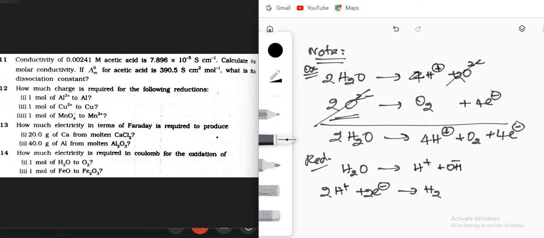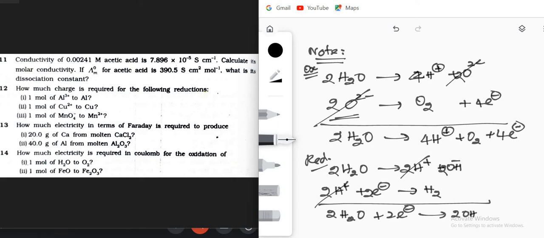Now I'm going to add the two reactions, but before adding, see, on the left hand side I have 2 H+ here, but on the right hand side in the first reaction I have only 1 H+, so multiply throughout by 2. Now you just add them, so 2H+ cancel, and you get 2H2O plus 2 electrons giving 2 OH- ions and H2 gas. This is called the reduction reaction of water.